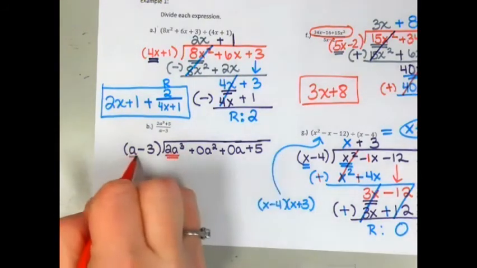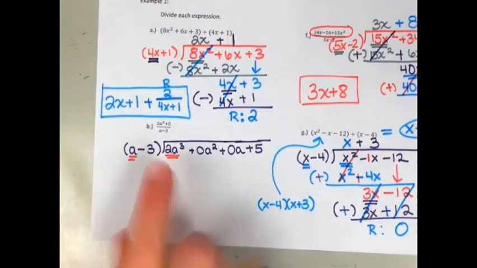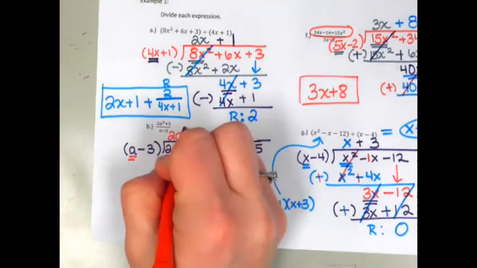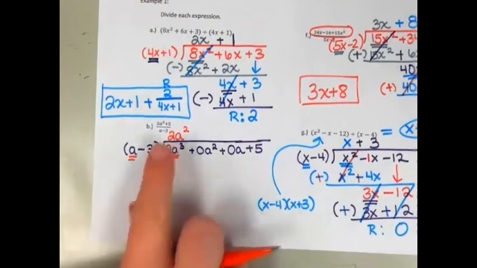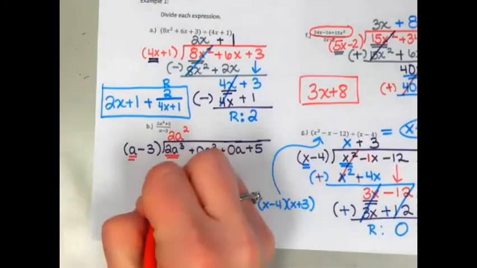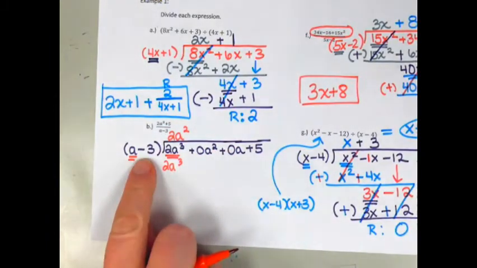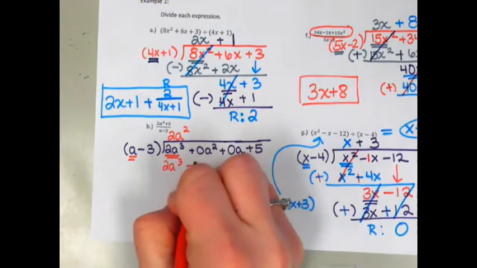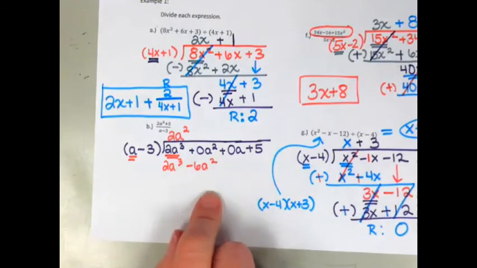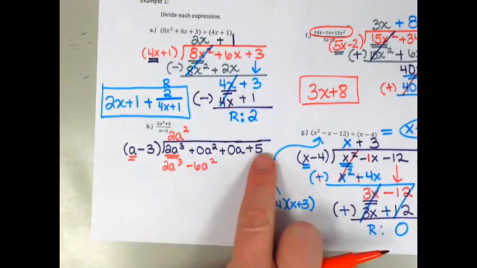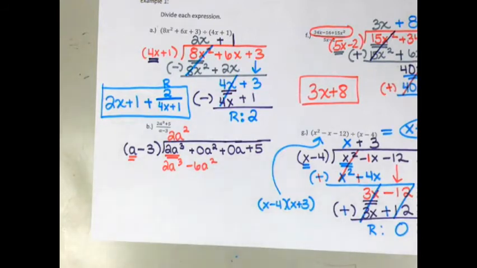2a cubed and a. So a times what gets me to 2a cubed? 2a squared, right? And now what do we do? We distribute, right? What's 2a squared times a? 2a cubed. And what's 2a squared times a negative 3? Negative 6a squared. Do you see why we have these a squareds here to kind of match up? Because we can't combine 5 and 6a squared. You will always have those exponents. So that's why I added them in there for you.